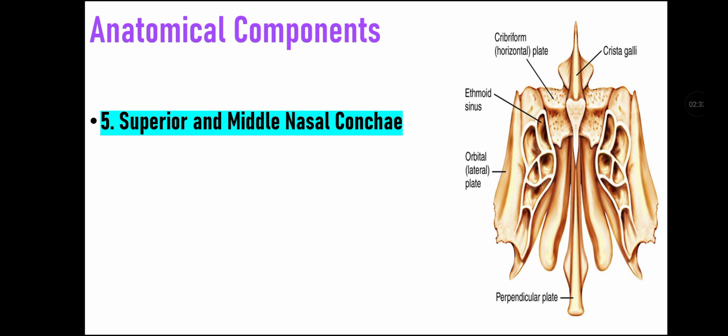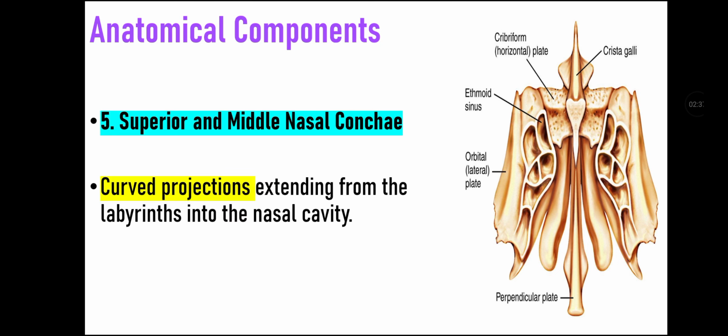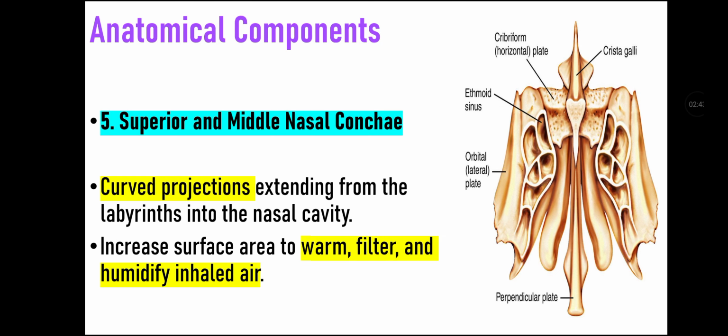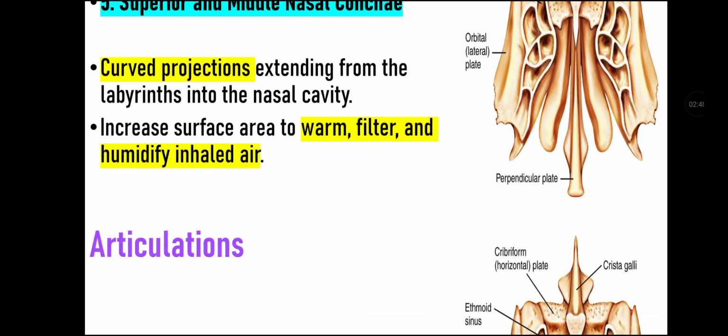Further talking about its components, it has superior and middle nasal conchae that are also part of ethmoid bone. They are basically curved projections that extend from the labyrinth into the nasal cavity. They increase surface area to warm, filter, and humidify inhaled air.